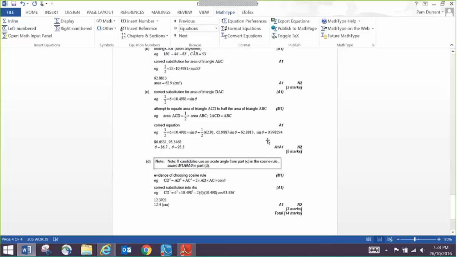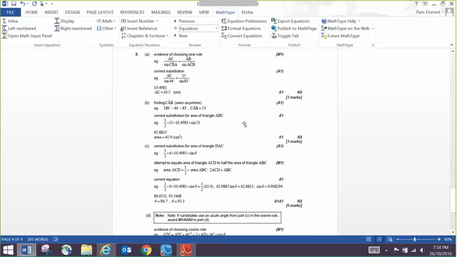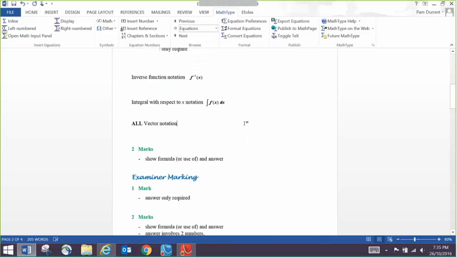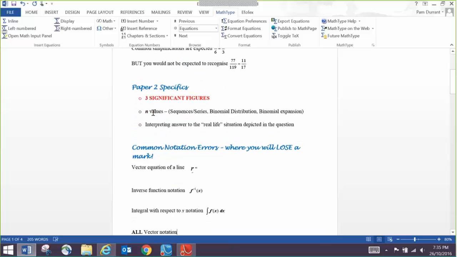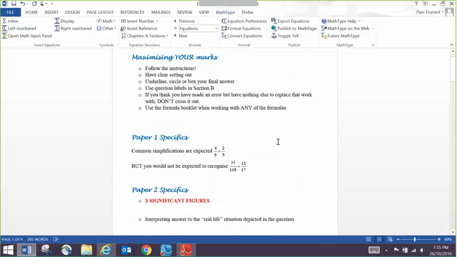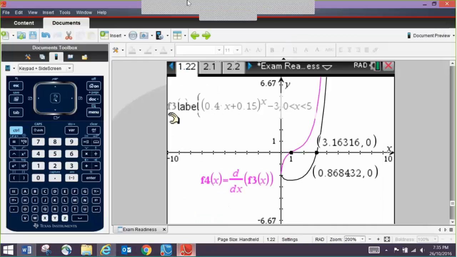So the students received very few marks for part C and part D if they happened to use 10.5 rather than 10.4981. So it is important that the students go back and use their original answers. And lastly, when they're talking about the n values that you get in sequences and series, binomial distribution, binomial expansion, they must be integer answers, so they do need to make sure that they round to the appropriate integer. Okay then, I am going to stop sharing now and pass over to Virginia.